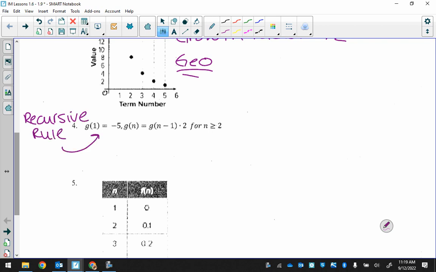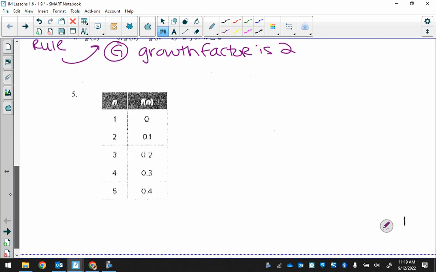That's what it looks like. That's the recursive rule. What do we have here? Go ahead, Julie. Good. Geometric is the growth factor. Excellent. Okay. Now number 5.